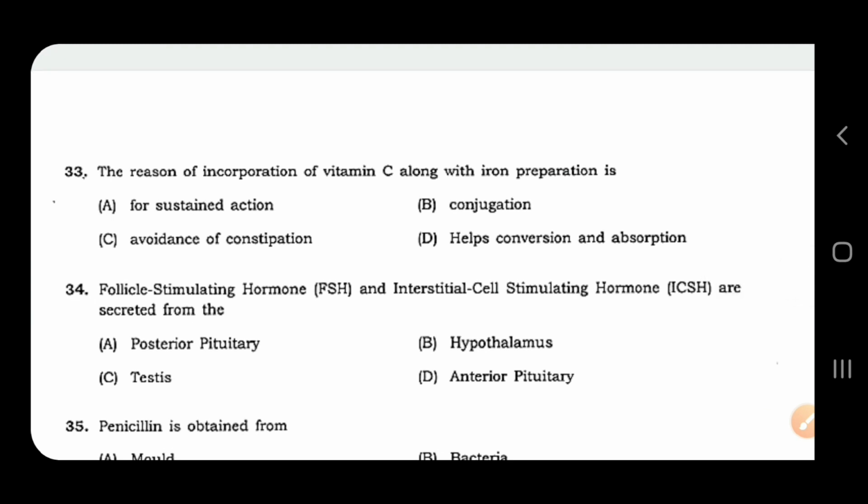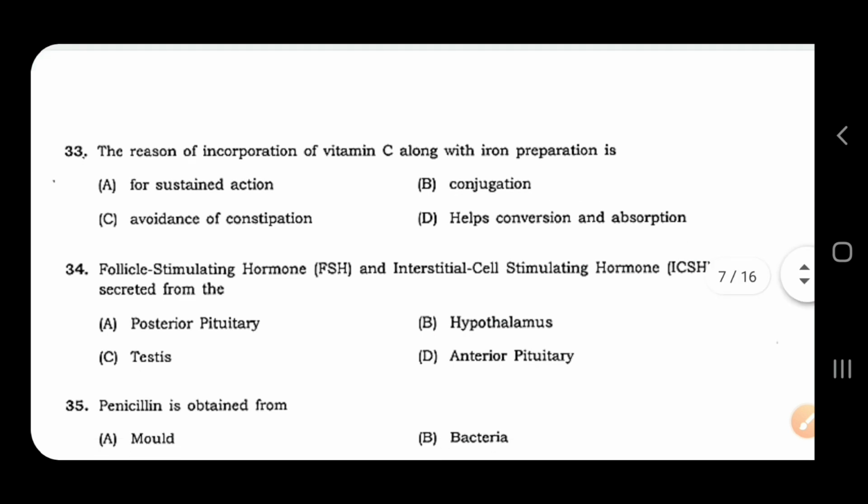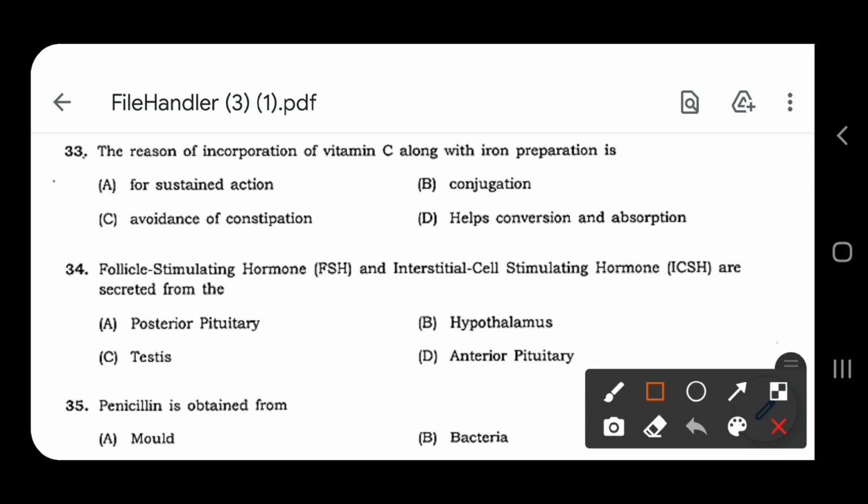The reasons for incorporating vitamin C along with iron preparation are for sustained action, conjugation, avoidance of constipation, and to help conversion and absorption. Here the correct answer is D, that is help conversion and absorption. In the presence of vitamin C, iron may form a complex which increases the solubility as well as absorption of iron.